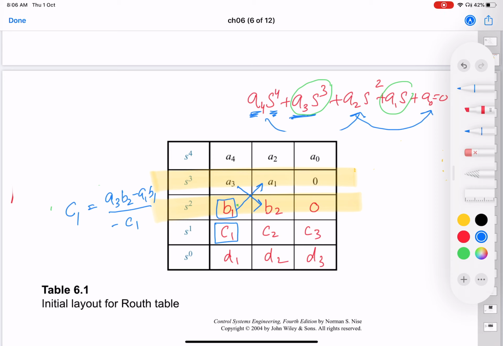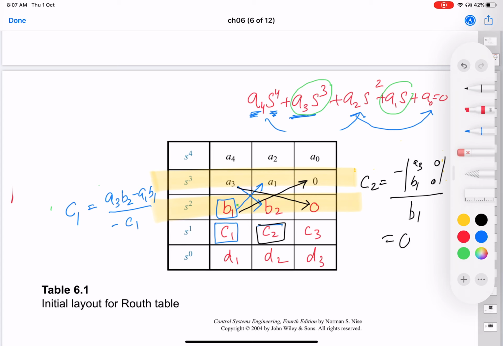And C2 is going to be this term here. C2 is going to be a3 multiplied with 0, b1 again multiplied with 0, divided by b1, which makes it 0. So C2 is minus the determinant of a3, b1, 0, 0, divided by b1, which makes it 0. So we can put a 0 here.